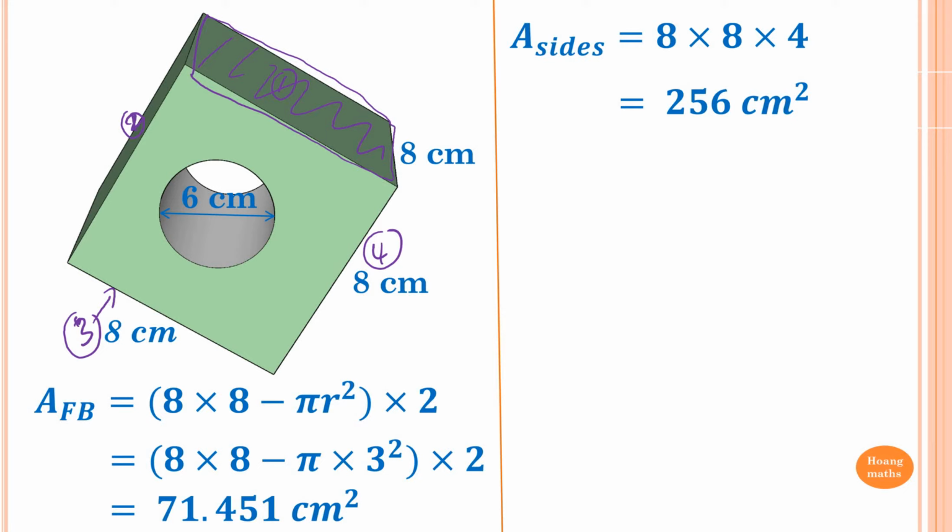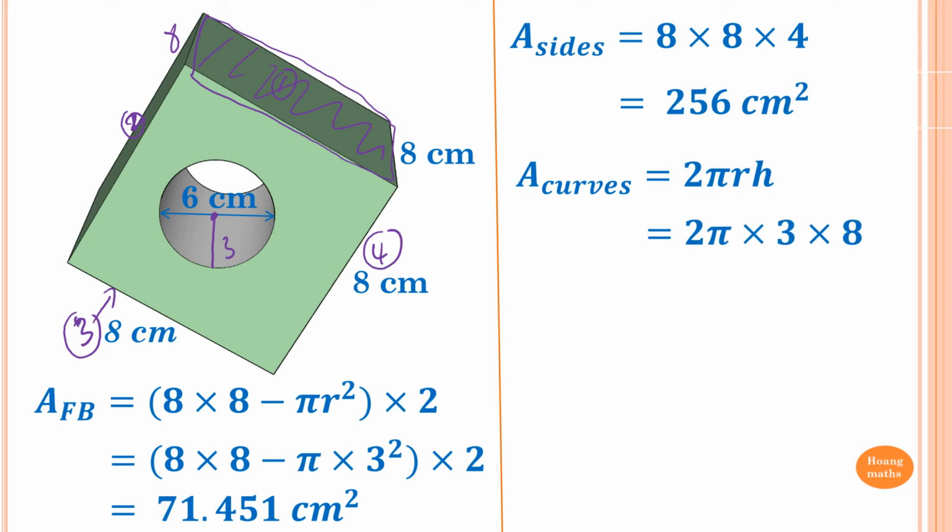Now what's left is the curve. Of course, we need to find out the area of the curve, and we add together, will give me the surface area. So the area of the curve, of course, is 2 pi RH. So R, the radius, is 3, and the height is 8. The height of the cylinder is 8. So which is 2 times 3 times 8, which gives me this.